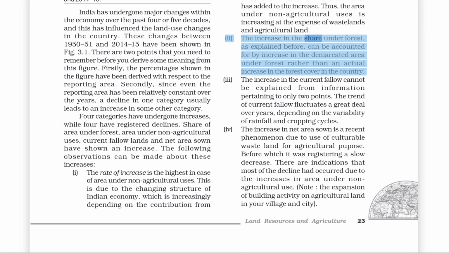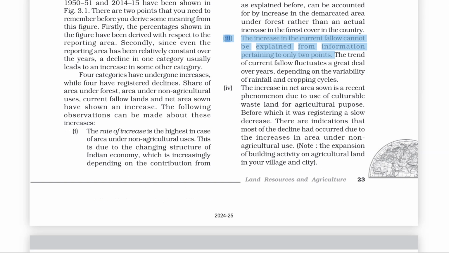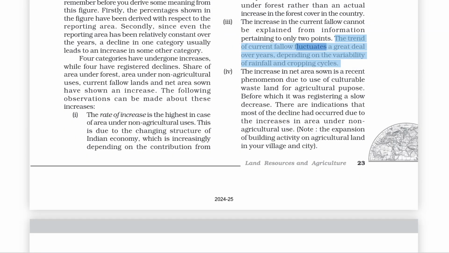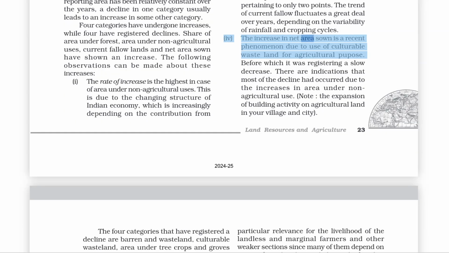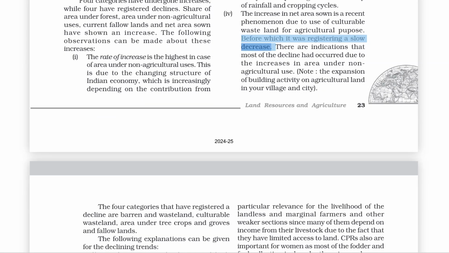2. The increase in the share under forest, as explained before, can be accounted for by increase in the demarcated area under forest rather than an actual increase in the forest cover in the country. 3. The increase in the current fallow cannot be explained from information pertaining to only 2 points. The trend of current fallow fluctuates a great deal over years, depending on the variability of rainfall and cropping cycles. 4. The increase in net area sown is a recent phenomenon due to use of cultivable wasteland for agricultural purposes, before which it was registering a slow decrease.